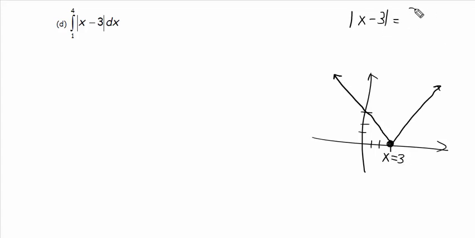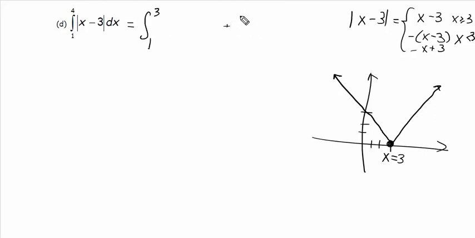So if you look at it, the part when x is greater than or equal to 3 has a positive slope, so that's the x minus 3. And the part when x is less than 3 has the negative slope, so that's a negative x minus 3, or negative x plus 3. So I need to break this up into the part when x is between 1 and 3 and the part when x is between 3 and 4 if I want the integral from 1 to 4.